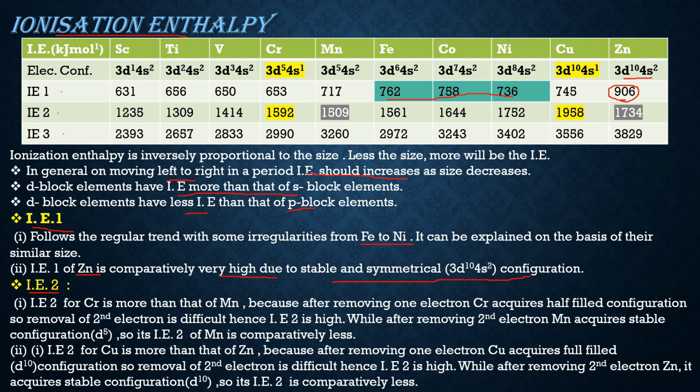Now coming to ionization enthalpy 2. The second ionization enthalpy for chromium is much more than that of manganese. You can see the difference: chromium has 1592 while manganese has 1509.